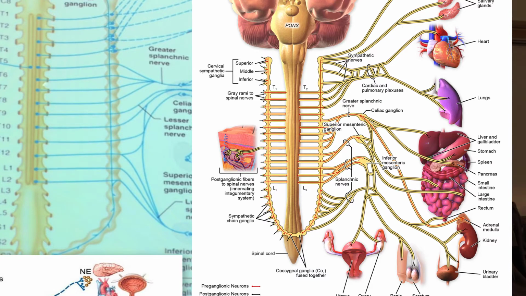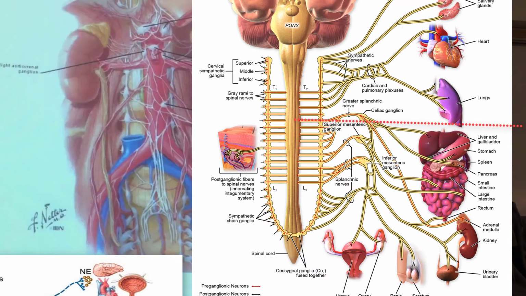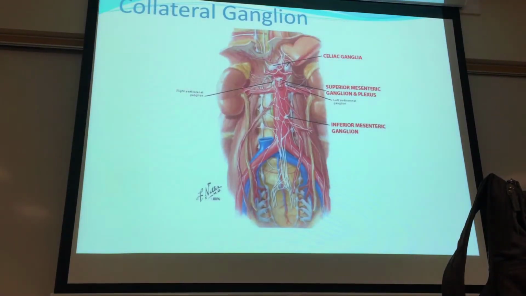If you take a look at T5, T5 passes the sympathetic trunk ganglion and targets the celiac ganglion. The postganglionic neurons travel from the celiac ganglion over to the liver. So let me phrase it this way: what's in between the lungs and the liver that would separate the sympathetic trunk ganglion from the collateral ganglion? The diaphragm. You're going to be able to see that on this slide.